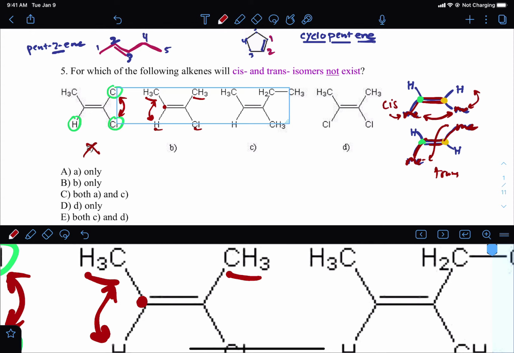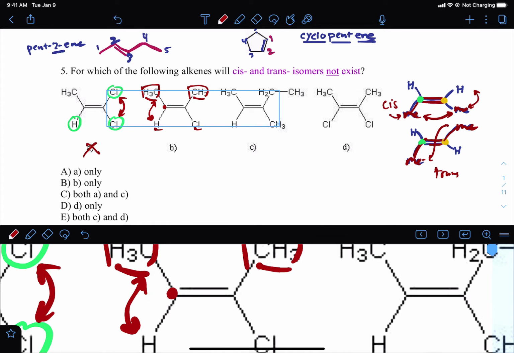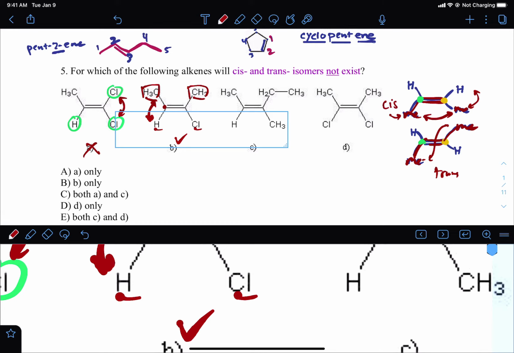You'd have the methyls cis, in this case, they're cis. If you swapped one of the groups, like if you swapped this methyl with this H, then the methyls would be trans. So B has cis and trans isomerism. So B's okay.